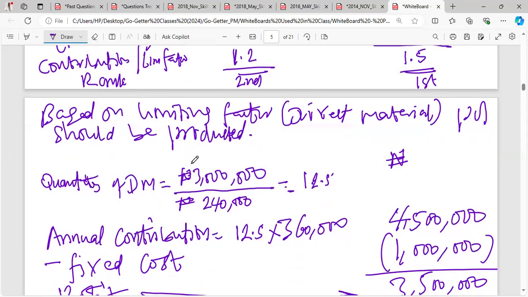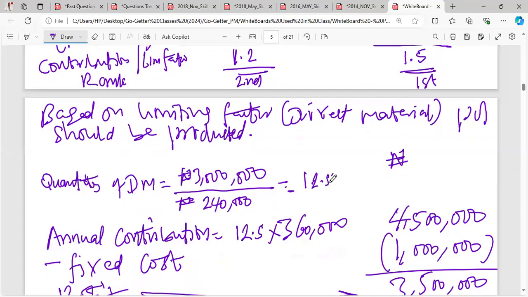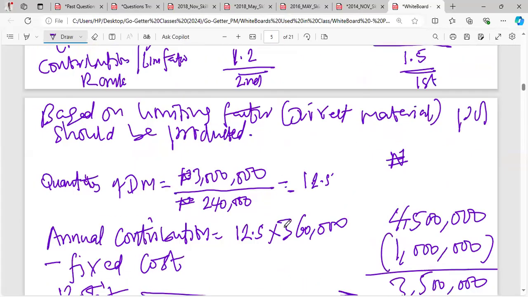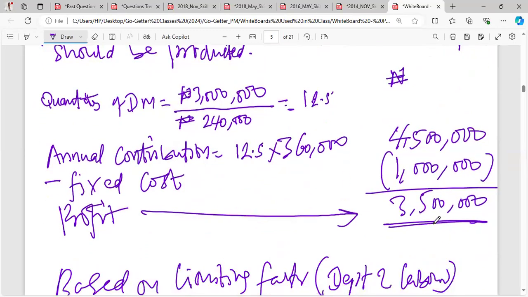So that is where our contribution will be used. 3 million is what we are going to spend. And if we have to make 240 as our contribution here, to find our contribution index, the number of units to be made is 12.5 units. If you are going to make 12.5 units, multiply by this contribution we have here, 360, gives us 4,500,000. When we remove our fixed costs, our profit is 3.5 million.